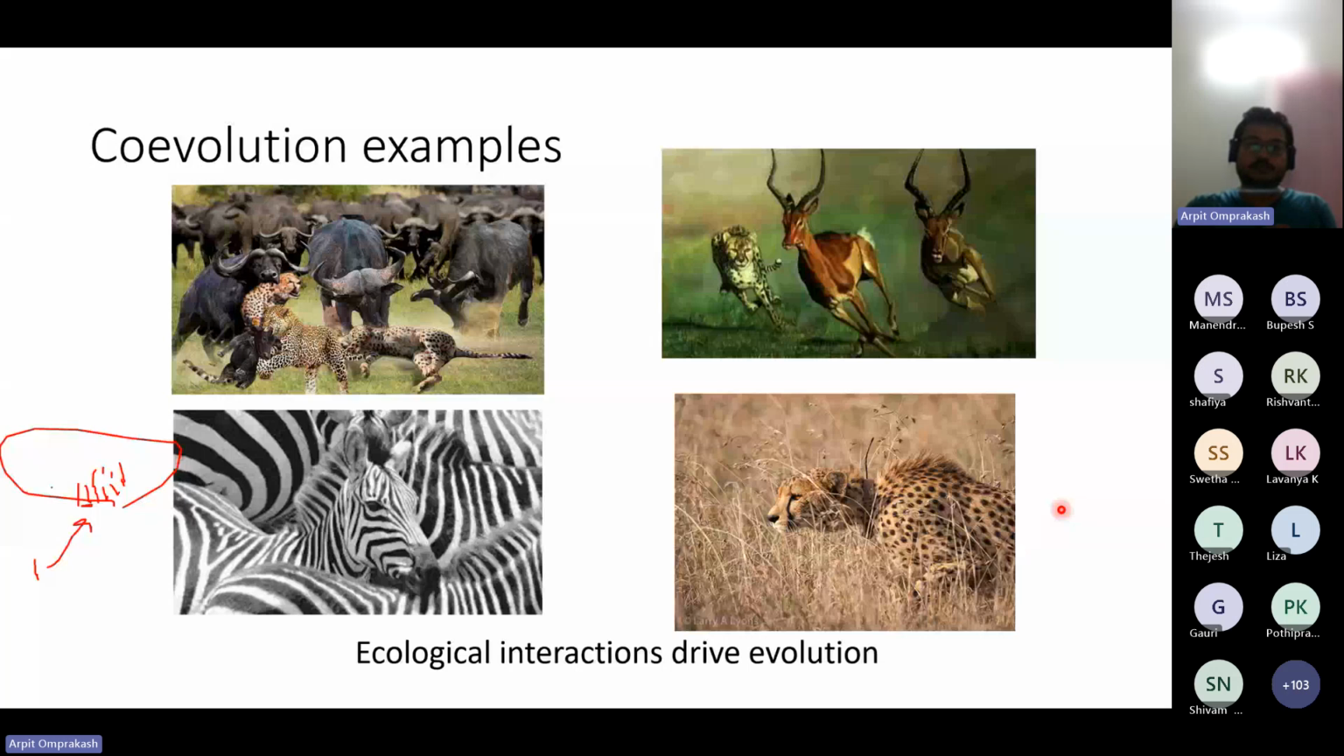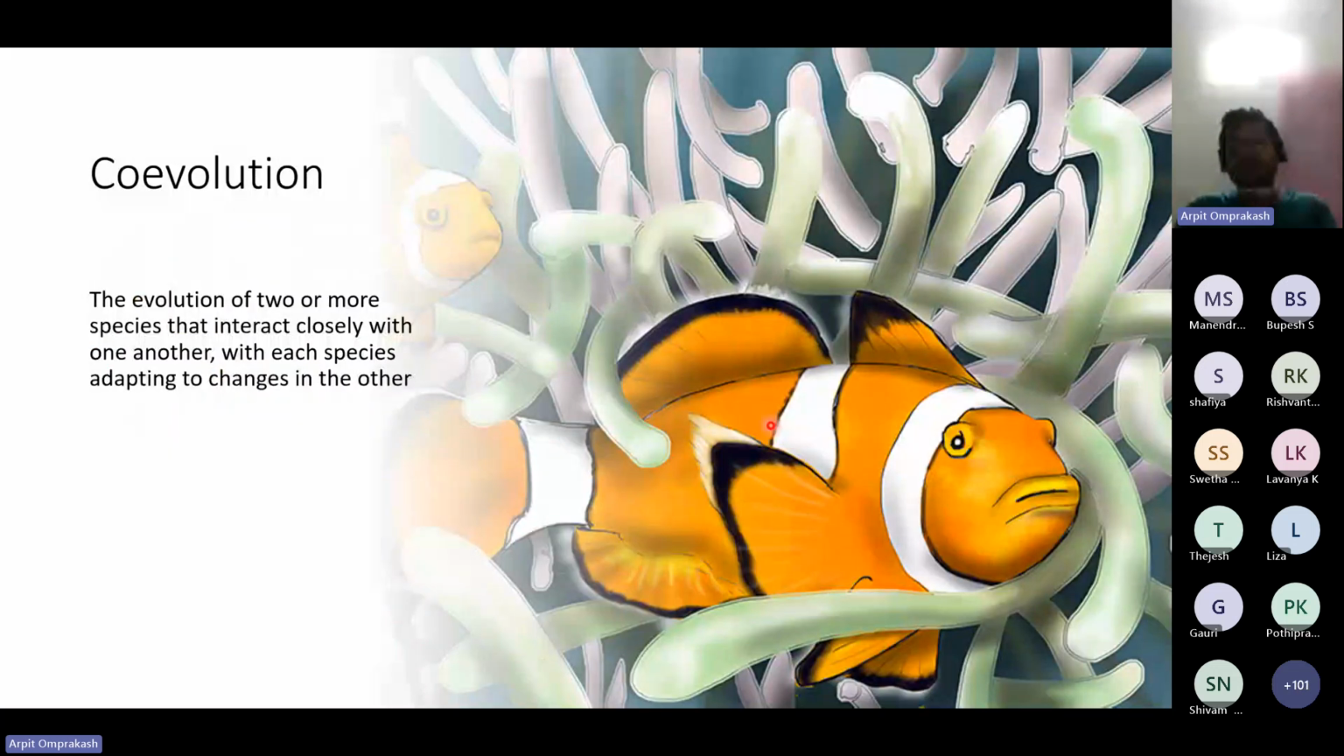So basically, all of these are examples of predation, which is an ecological interaction. And this is an example of mutualism, where the sea anemone also benefits from the clownfish in some ways. So this is an example of mutualism, which is the ecological interaction between two species. There's another kind of ecological interaction between two species.